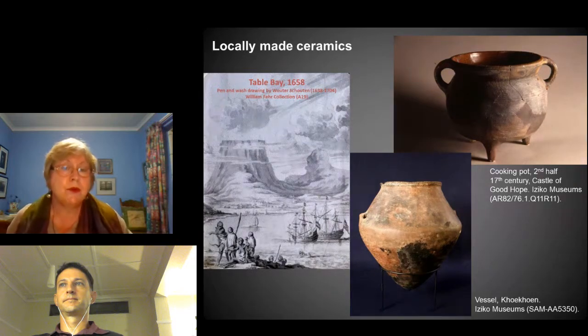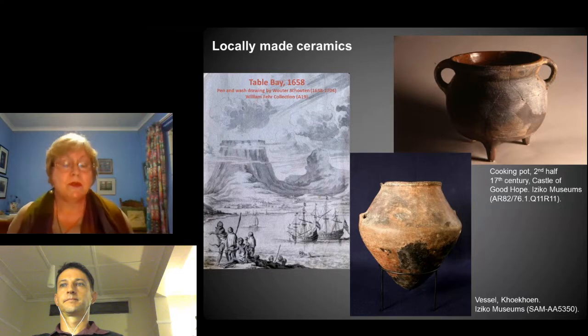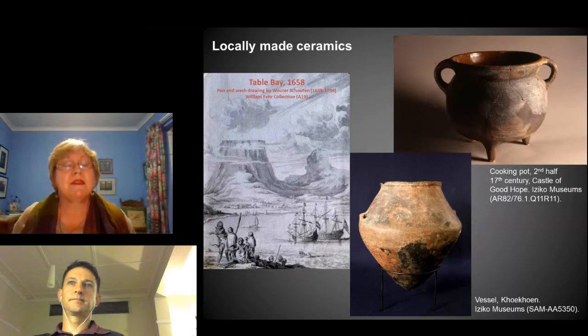The Khoi, the Khoikhoi people, the herders, they used the shadow of Table Mountain and beyond as a place where they would go for water resources. These were the ancestral lands. The grazing of livestock happened here.